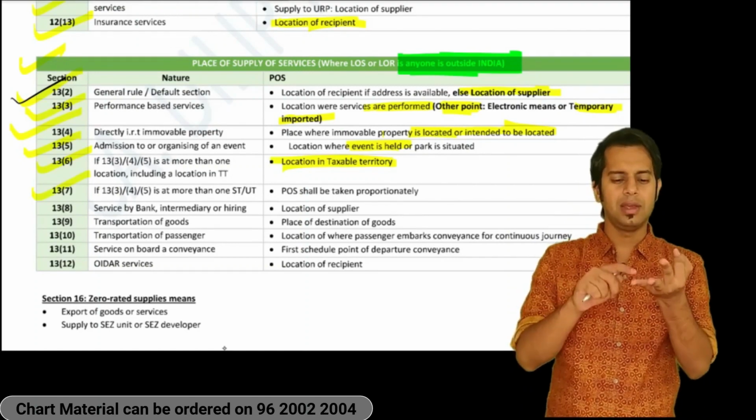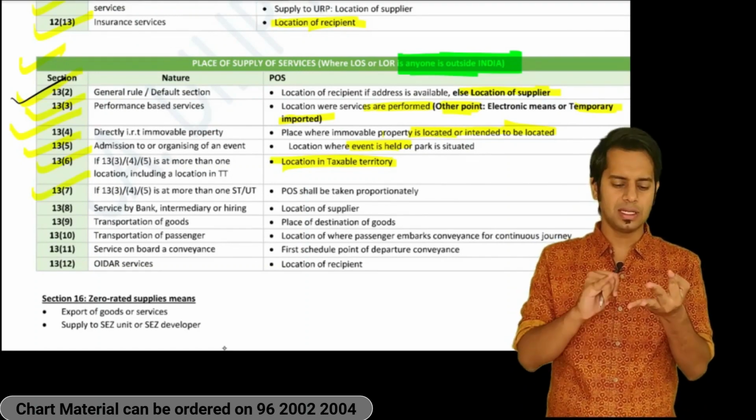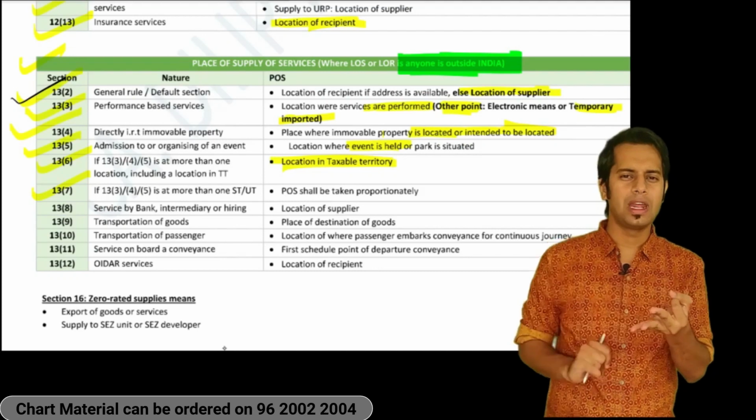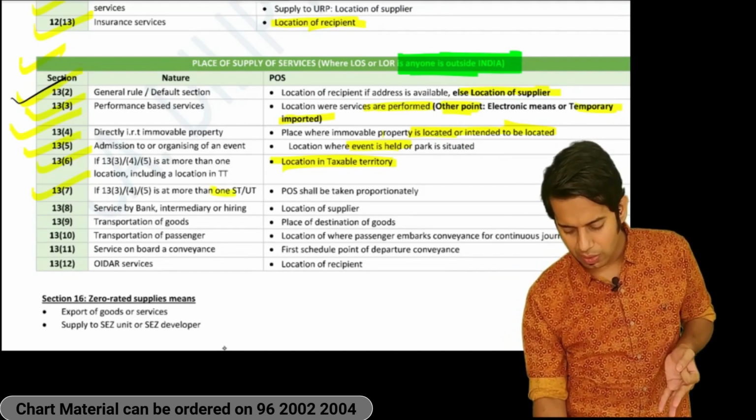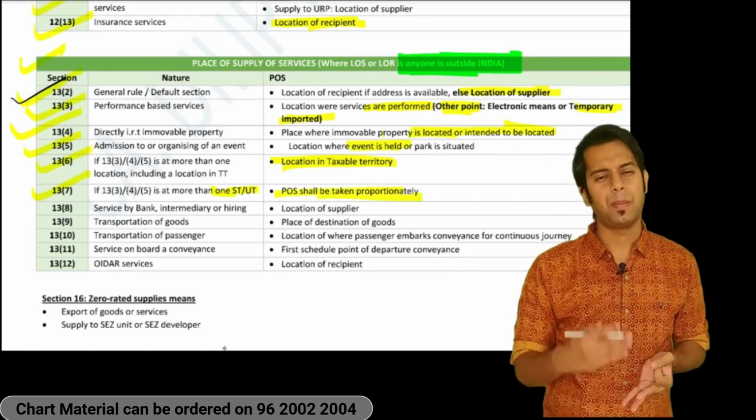Sir, what if 13.3, 13.4, 13.5, that is performance based, immobile property and event services, are provided at more than one state in India only, sir? If it is provided at more than one state or union territory, it shall be taken proportionately.